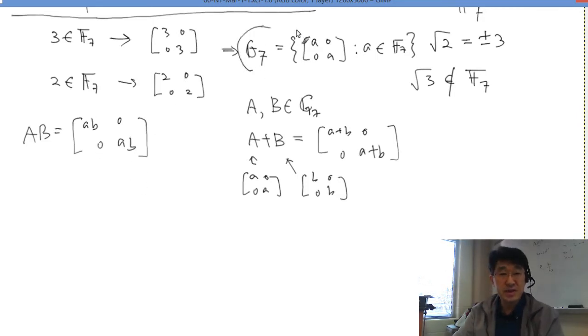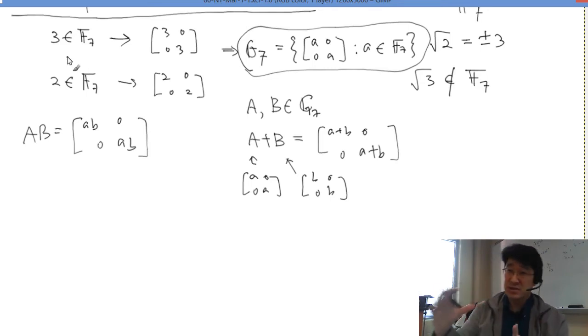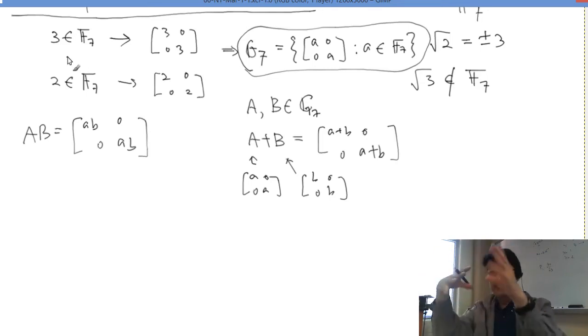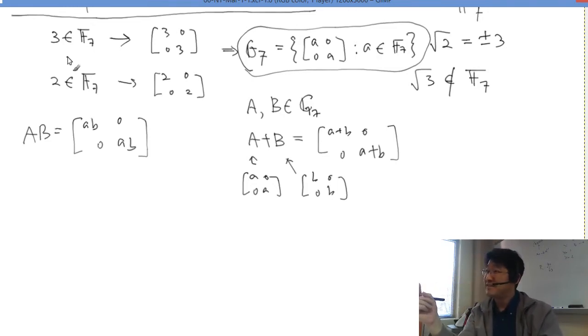So do you see that this G7, the way the arithmetic works, add and subtract and multiply and divide, is precisely the same as F7? The word used for this is isomorphism. The arithmetic defined in G7 is no different from F7. It's exactly the same, right? With this luxury of 2 more spots, I can create square root 3, right?